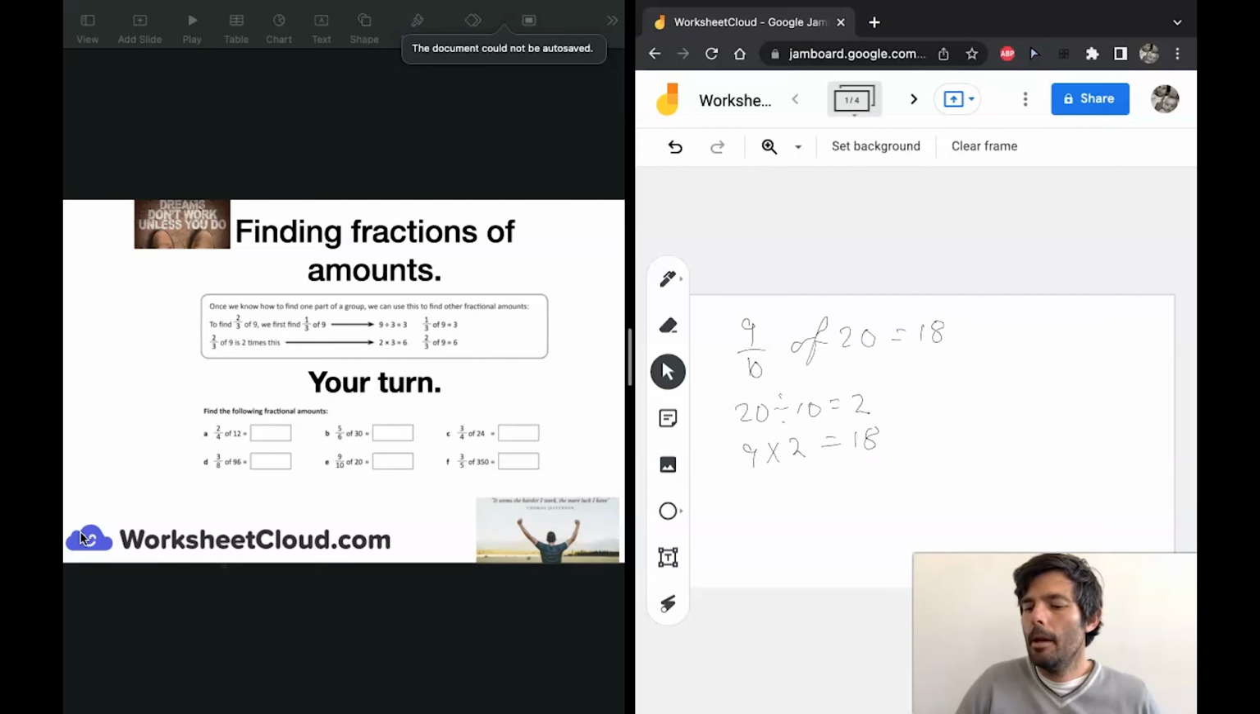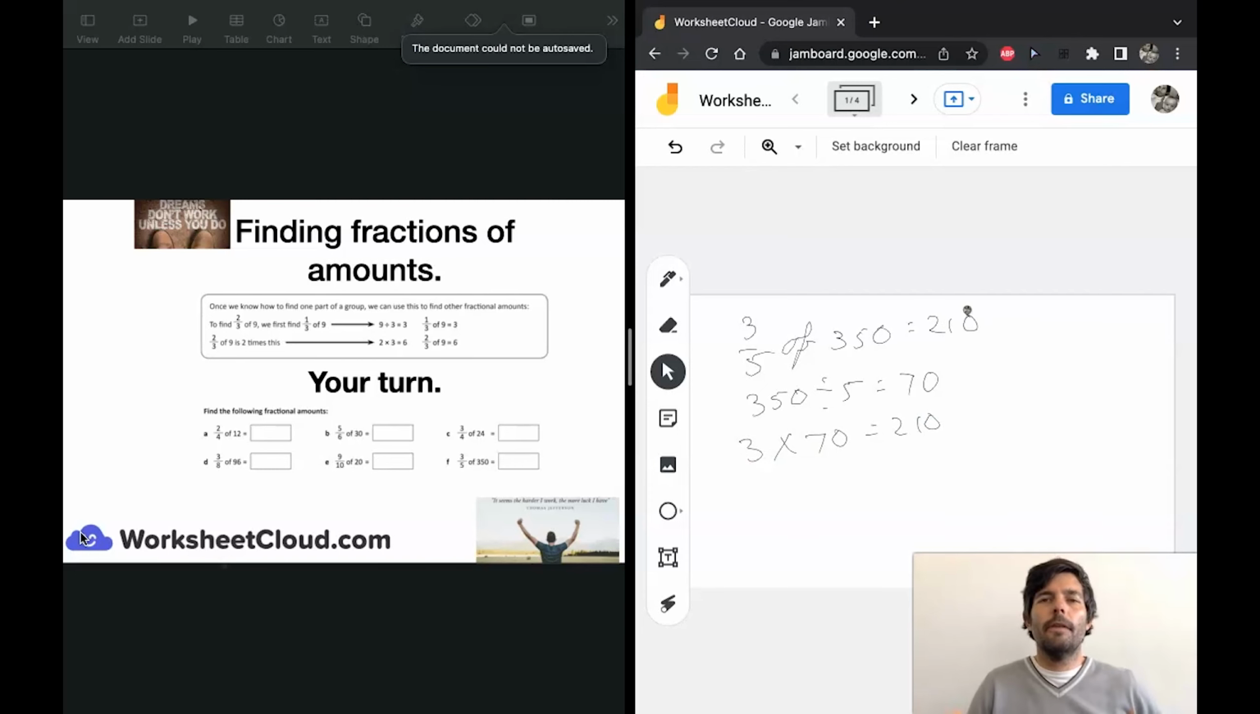Okay, and then your last question, 3/5 of 350. 1/5 is 350 divided by 5, which equals 70, and then 3/5 is going to equal 210.